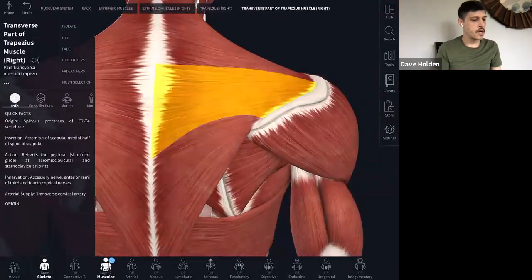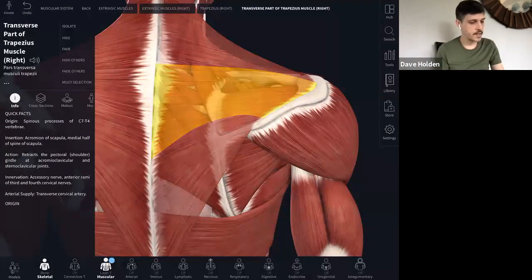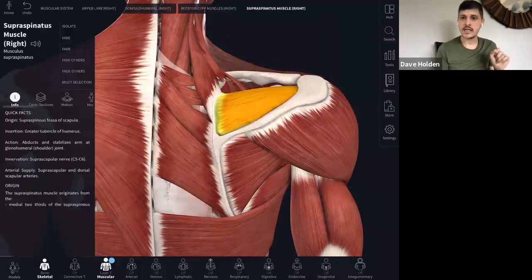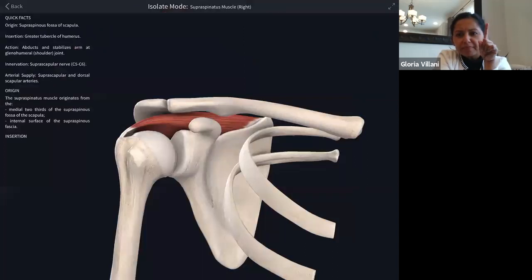So the trapezius is the most superficial. So we have to remove the trapezius in order to see what's below it. And there sits your supraspinatus muscle. To isolate it.